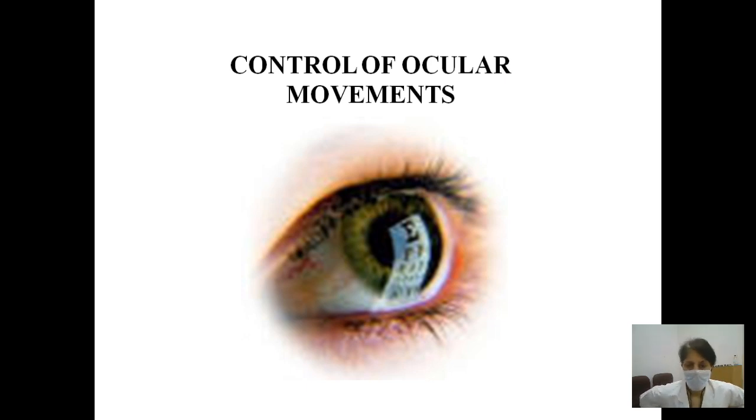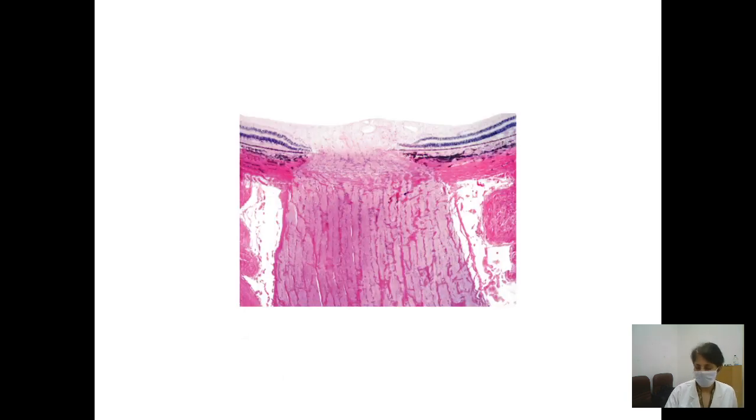This is a neuro class, the control of ocular movements. In the last class, we saw that the sensation of vision is one of the most important sensory modalities as compared to the sensations from the skin or gustatory or visual sensations. And therefore, the optic nerve has about 1,000,000 nerve fibers.